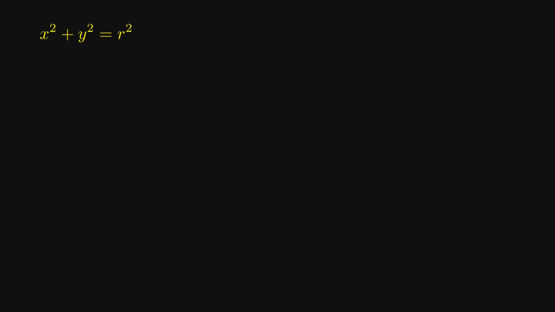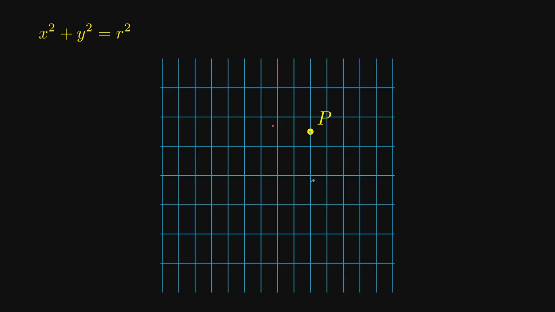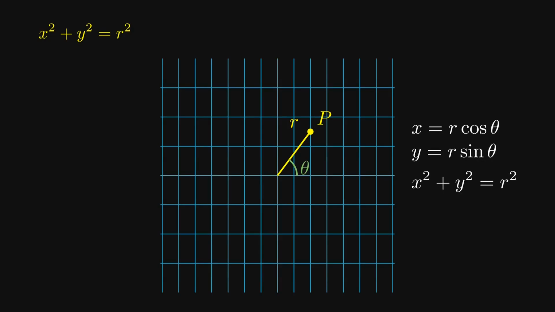Let me remind you how polar coordinates work. Instead of describing a point using x and y, we use r, the distance from the origin, and theta, the angle from the positive x-axis. The conversion formulas are x equals r cosine theta and y equals r sine theta.